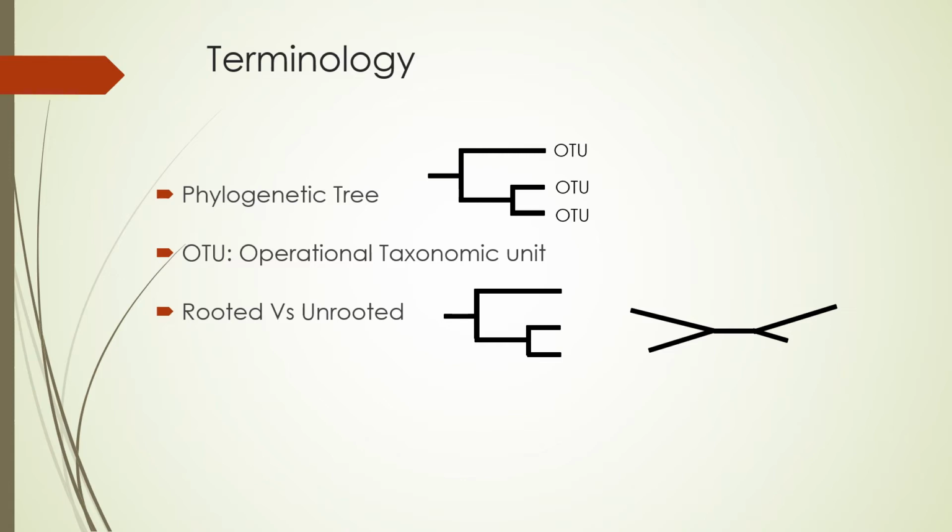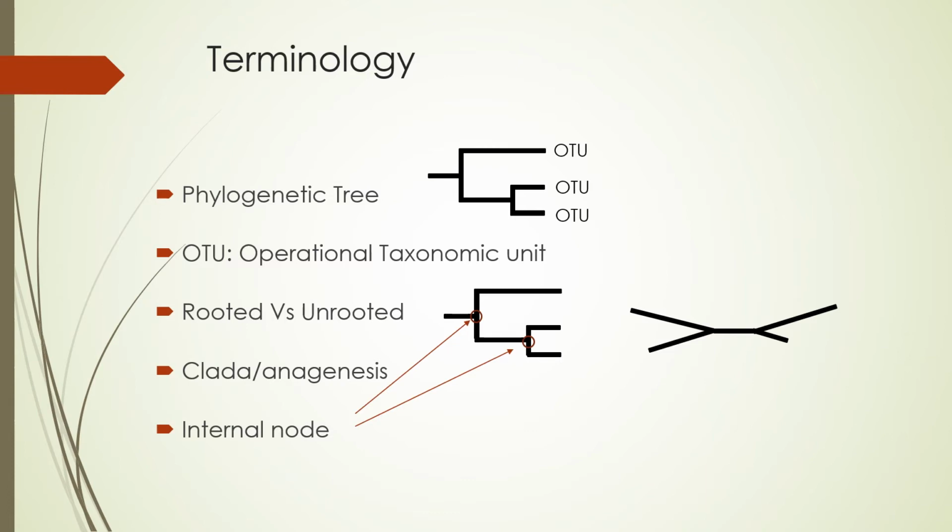Anagenesis is evolution without creating a new species. As such, this is contained to a single branch. Cladogenesis creates a new species, seen in the forks between branches, which is known as an internal node.